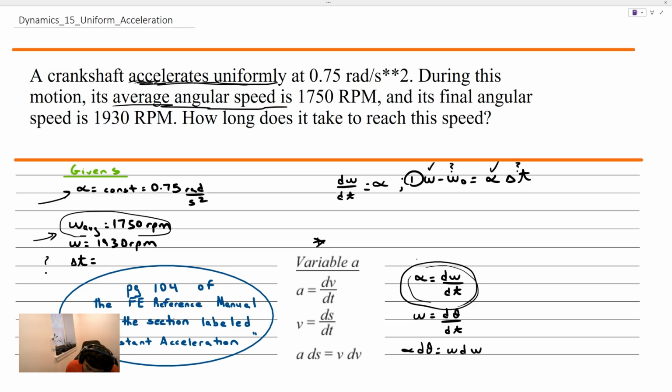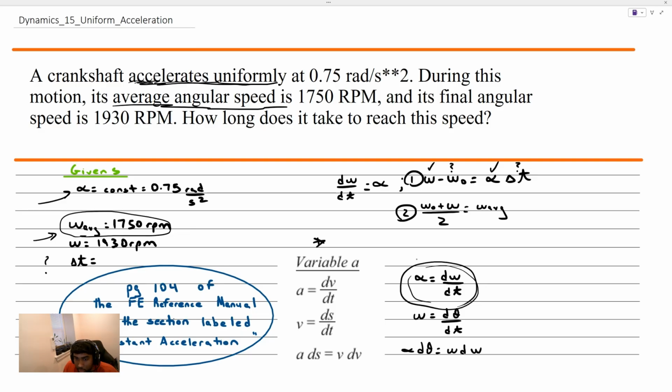It's this right here, that the average angular speed, the sum of the initial angular speed and the final angular speed divided by 2, the average speed, is equal to 1750 RPM. Now, I usually don't plug in values at this point. It just helps me save time if I do everything in equation form. So this is my second equation. I recommend you do the same thing.